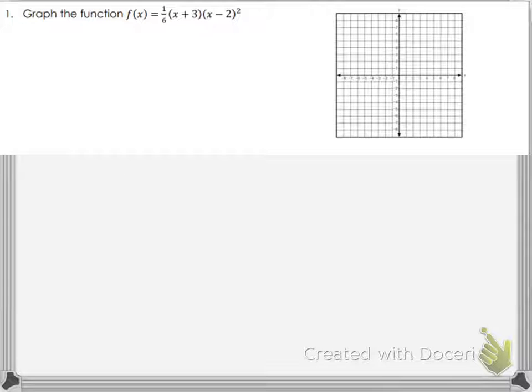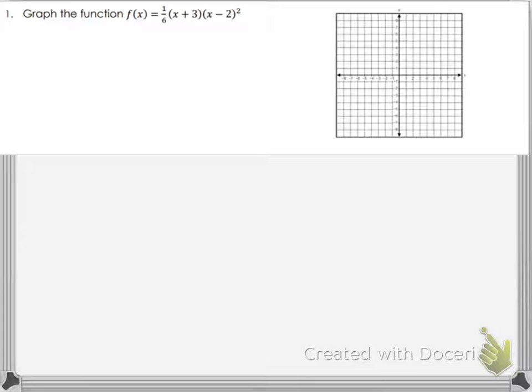Number 1, graph the function f of x equals 1/6 times x plus 3 times x minus 2 squared. It's the very next box on your paper that I gave you. Do we put this in our graphing calculator? No, we're actually going to graph this one without the graphing calculator.